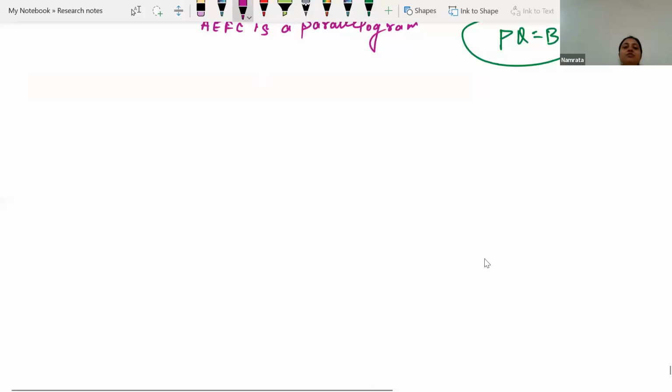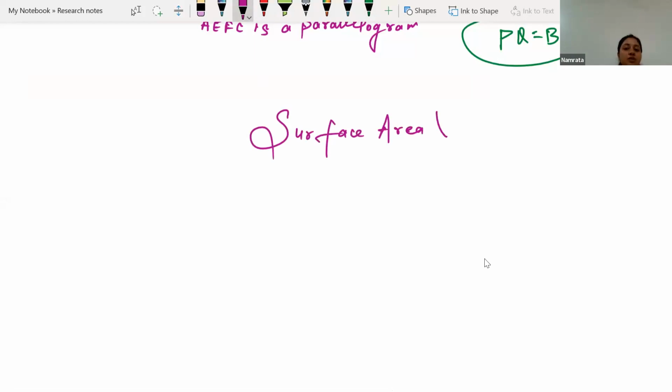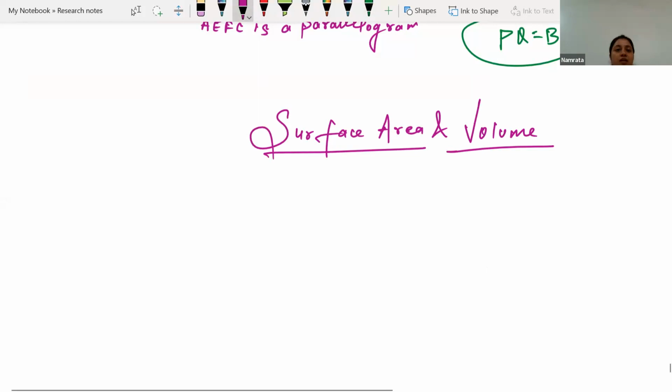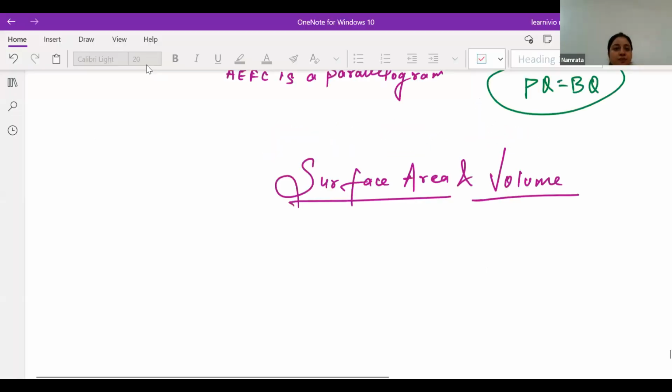For surface area and volume, first thing first, you need to understand what exactly is the meaning of surface area and what exactly is the meaning of volume. Today we will be discussing majorly the surface area and the formula of surface area of each and every figure. Just give me a second, I'm showing you one picture.